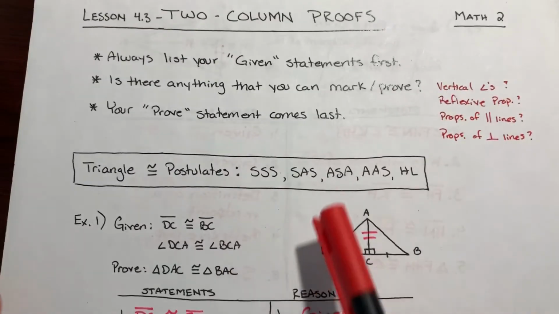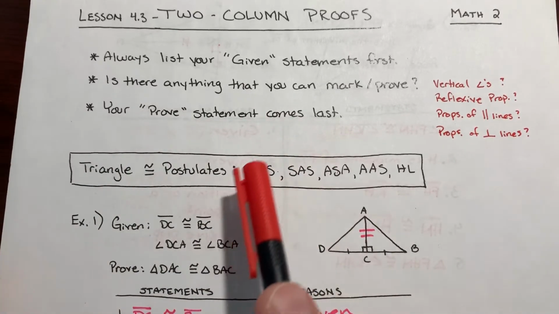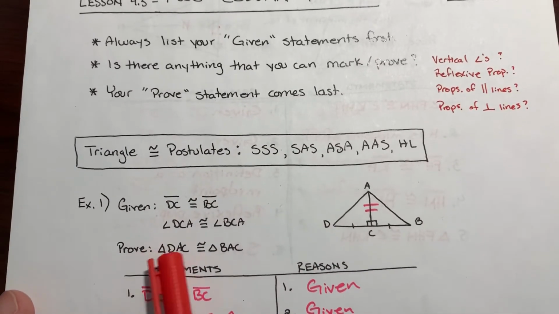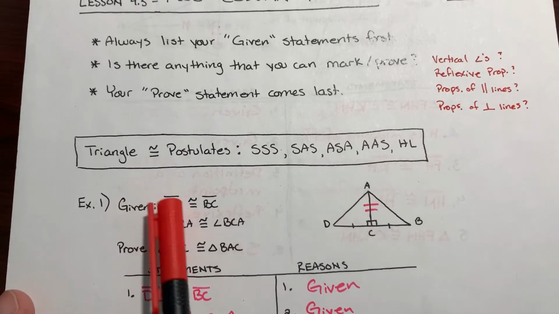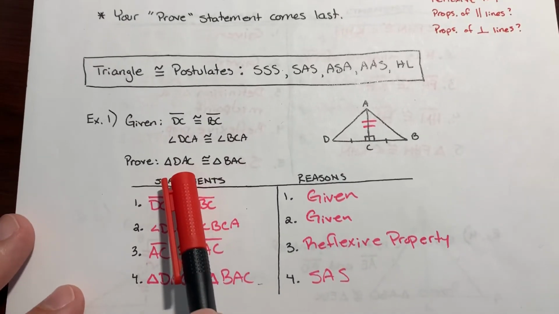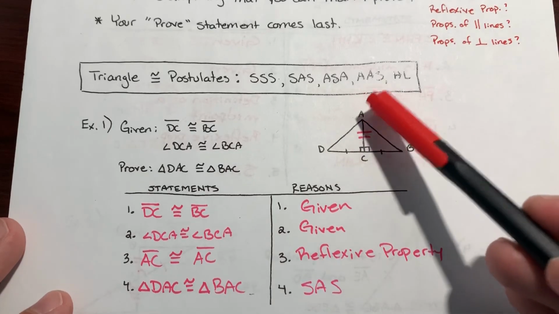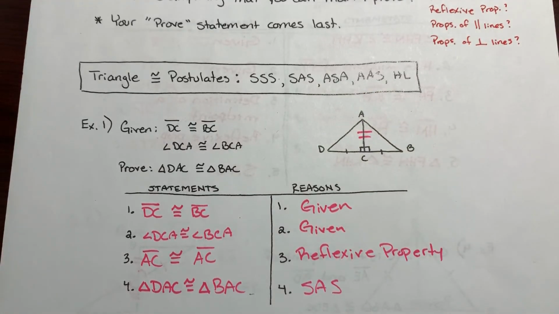All right. So we're going to go through that process, and then finally you're going to end up proving the very last statement. They actually give you what you're trying to prove. That'll say, here's your given statements. This is what you're trying to prove. That's your proof statement. That's the very last thing that you want to write. And those triangles are congruent to each other based on one of these 5 postulates. That's what we're trying to piece together.